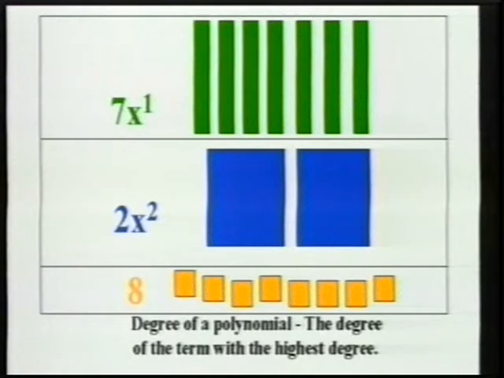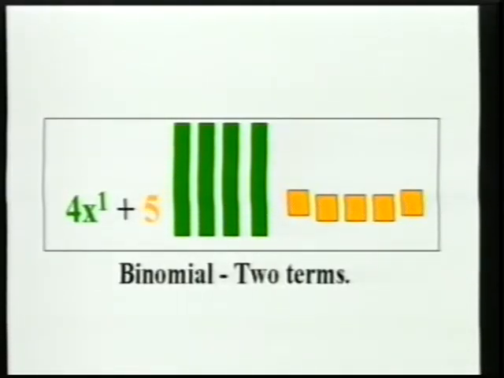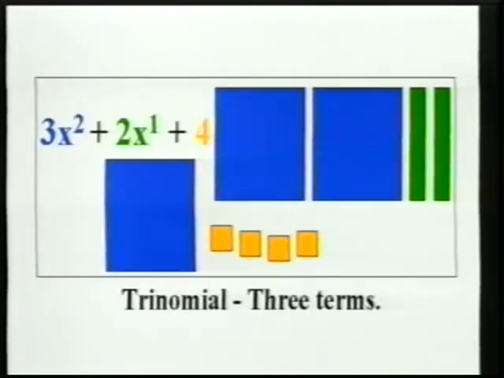Now, let's move on and talk about the monomial. A monomial is what we've been experiencing thus far, a one-term phrase, such as 7x, 2x squared, and 8. A binomial is a math phrase with 2 terms in it, such as 4x plus 5, represented by 4 rectangular green pieces and 5 yellow square pieces. A trinomial has 3 terms, such as 3x squared plus 2x plus 4, represented by the 3 blue square pieces, the 2 green rectangular pieces, and the 4 yellow square pieces.